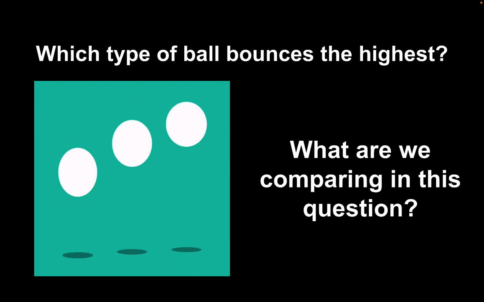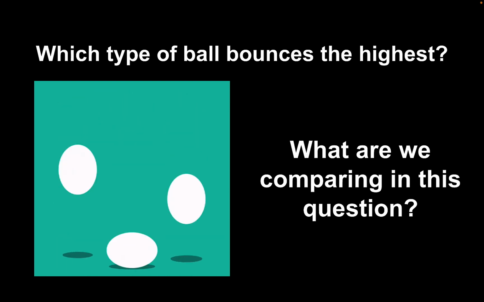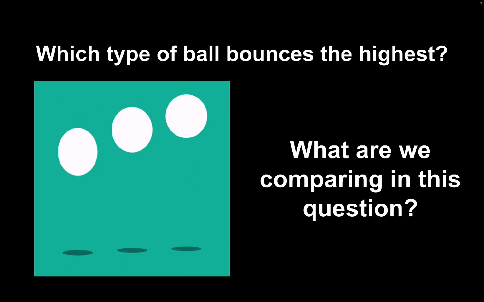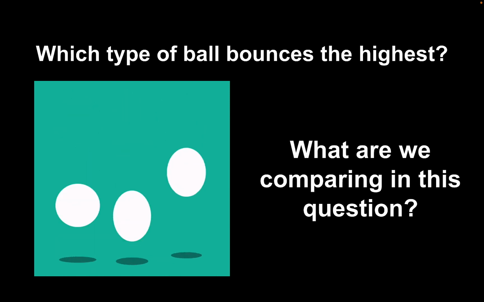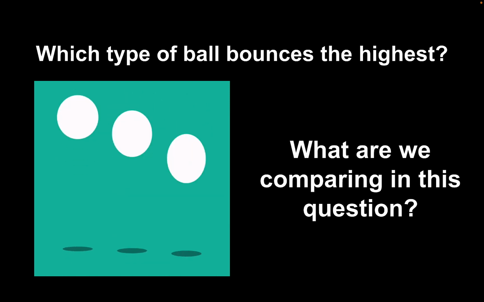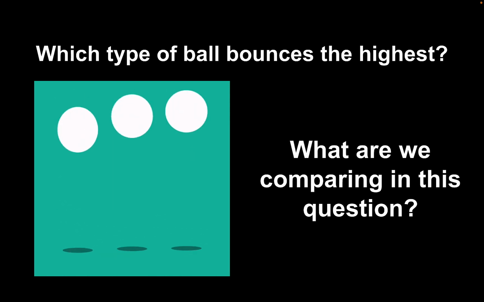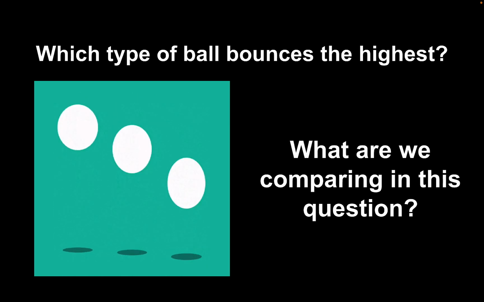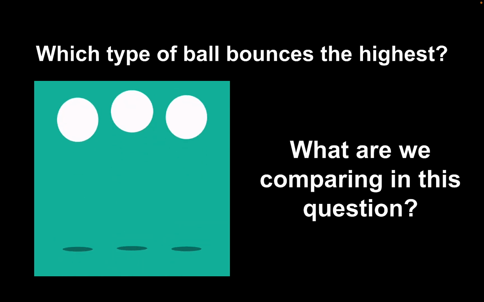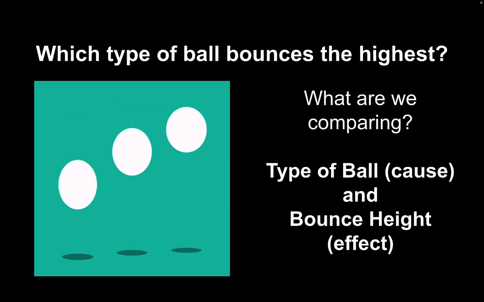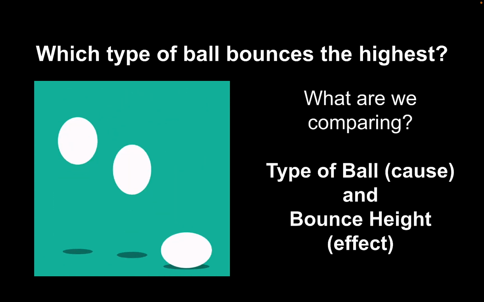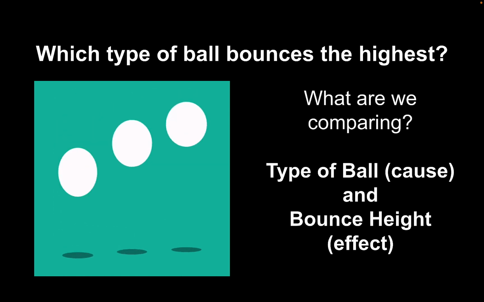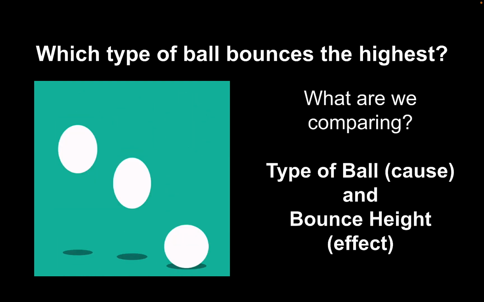Now, let's think back to this example that we've used quite a bit in class. Remember when we got out the tennis ball and the racket ball and the golf ball and all of those things, and we wanted to know which type of ball would bounce the highest? If our question is which type of ball bounces the highest, what are we comparing? What are the two things that we're trying to see the cause and effect of? Well, what we're really comparing is the type of the ball, which happens to be the cause, and the bounce height, which is the effect.